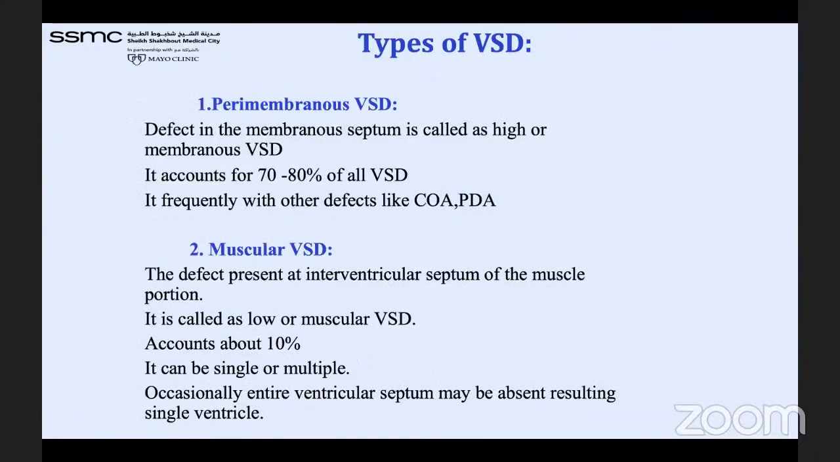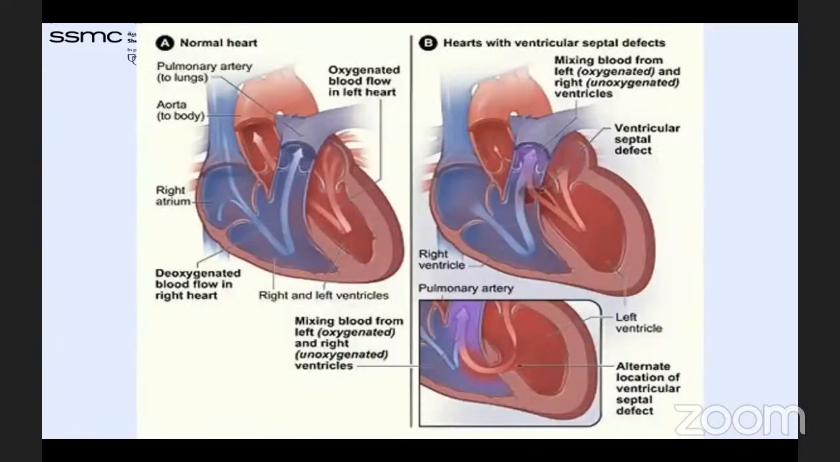Now the types of VSD are two: perimembranous and muscular. Perimembranous is the more common, 70 to 80% of all VSD. A defect in the membranous septum is called high or membranous VSD. The muscular VSD is in the lower part of the septum, and it is about 10% of the total VSD. So this is the normal heart, and this is the VSD. This is the membranous VSD, and this is the muscular VSD. As you can see, this is the mixing of the oxygenated and unoxygenated blood from the left and the right.